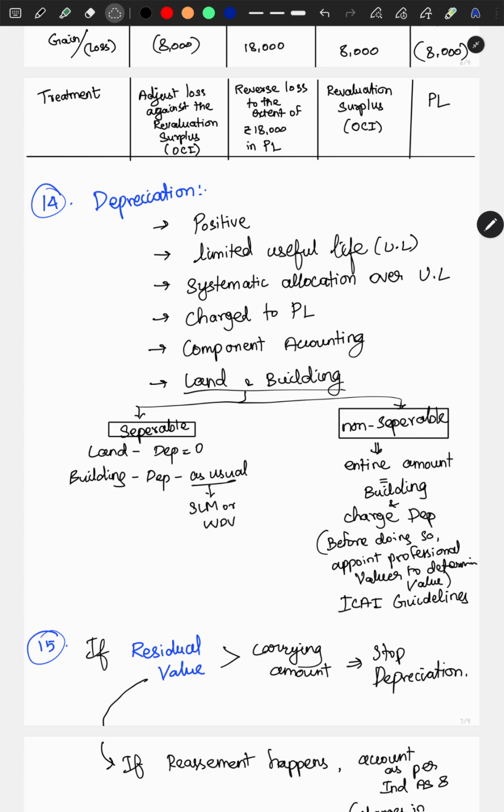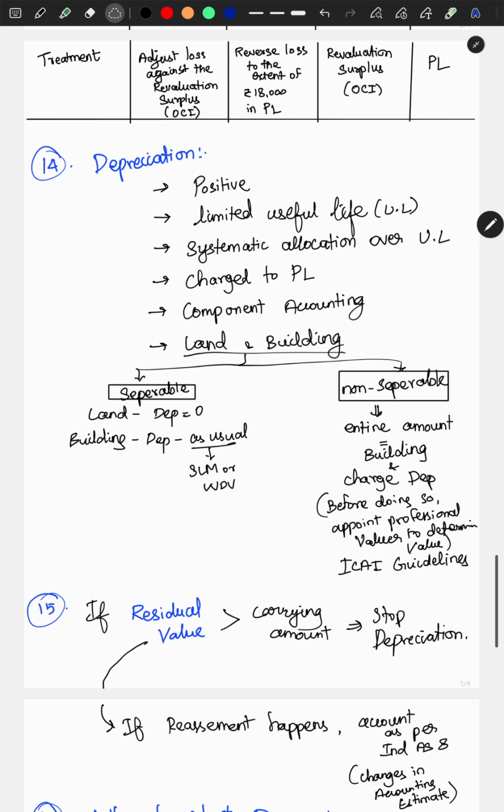Once the amount is split, let's say we have an example of 10 lakh, land value is 2 lakhs and building value is 8 lakh, so 2 lakh will not charge any depreciation. For the rest of 8 lakh, we will be charging depreciation based on SLM and WDV on a case to case scenario. Now the second one is, if it is not separable, what will happen?